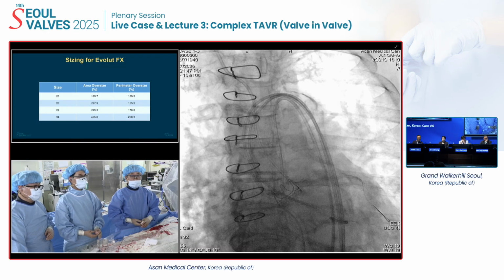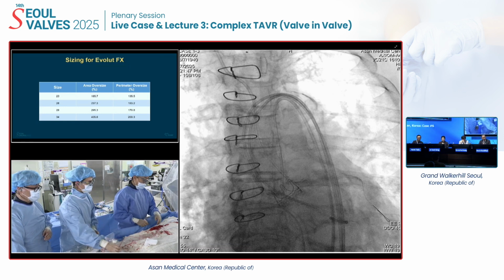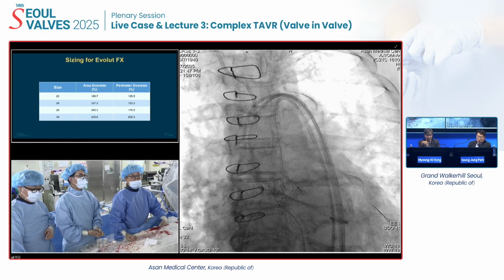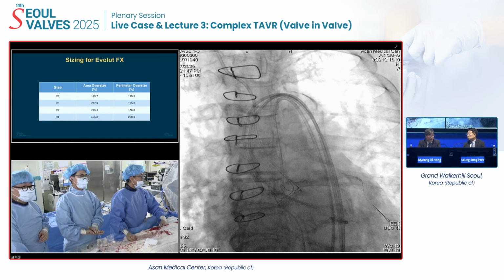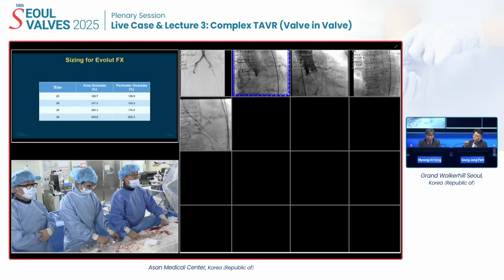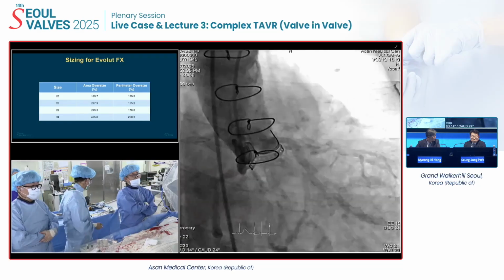So I'd like to hear opinions from the moderator and the panel. How would you treat this high-risk valve-in-valve patient? As a comment, this is a real high-risk patient, and we have a lot of points to discuss. Any comment from the panelists?